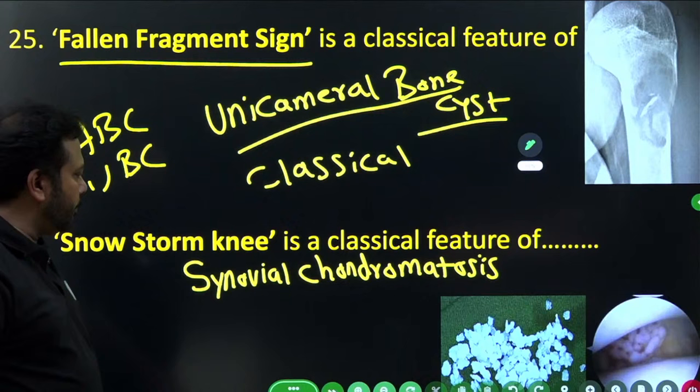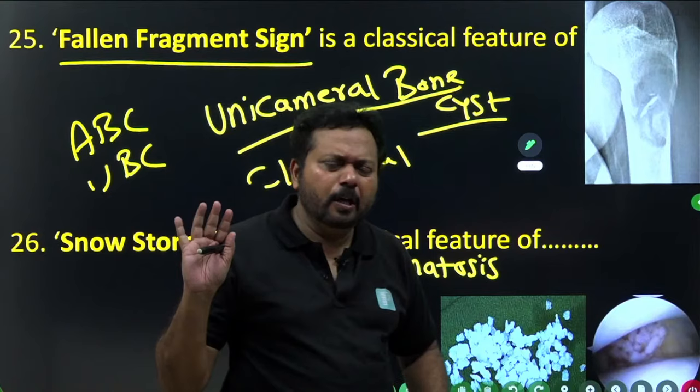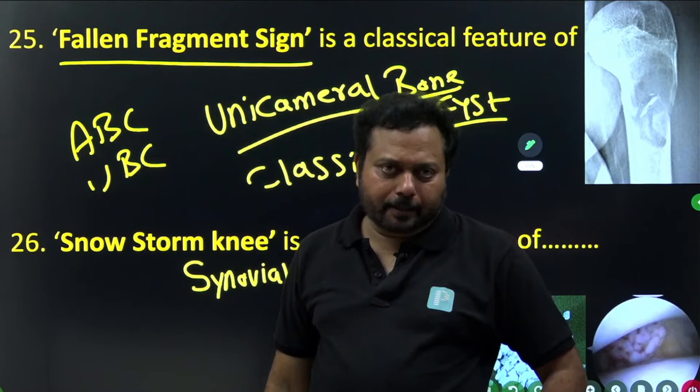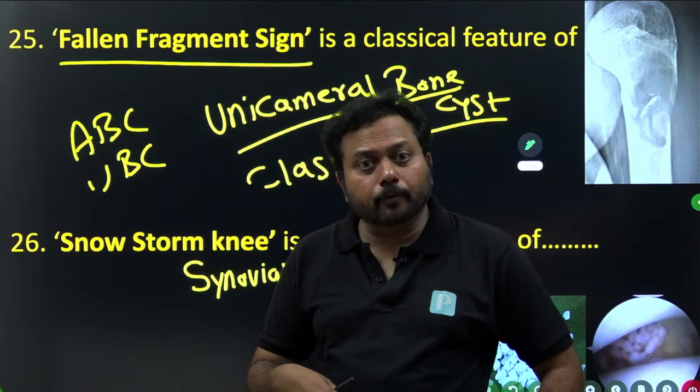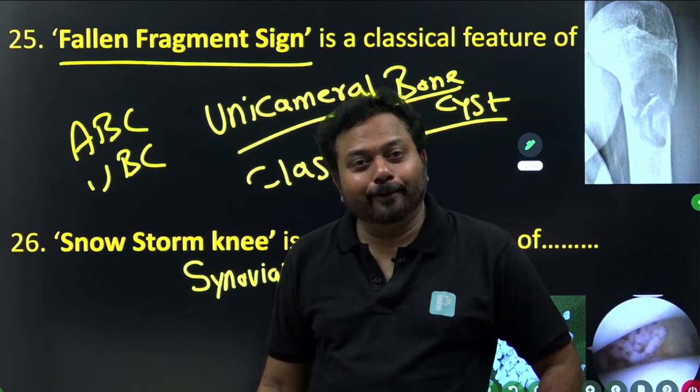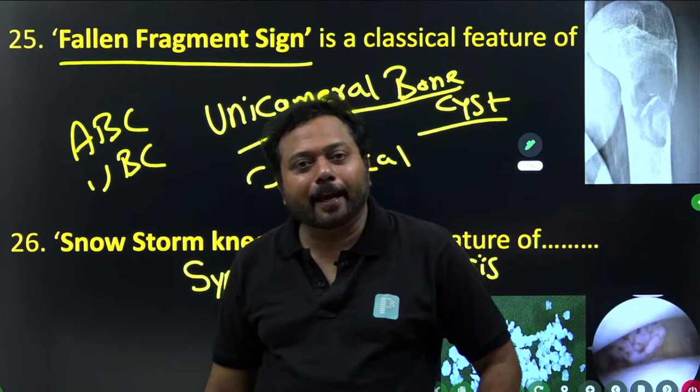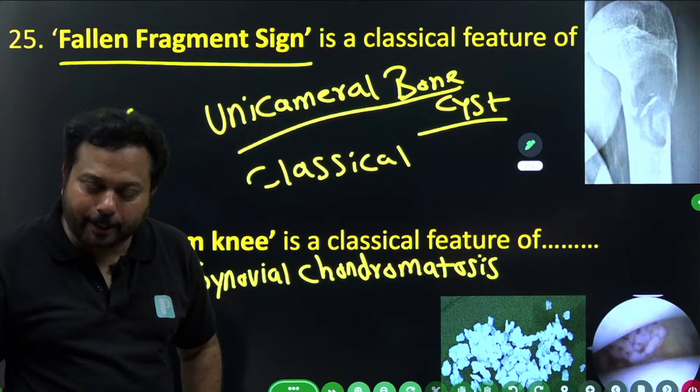Because snowstorm appearance comes in many places in MCQ, dear friends. Snowstorm appearance of the lung, X-ray finding: fat embolism, ARDS. Snowstorm appearance of the abdomen, ultrasound finding: hydatidiform mole. Like that. Snowstorm appearance of the knee: the diagnosis is synovial chondromatosis, a synovial lining cell tumor.